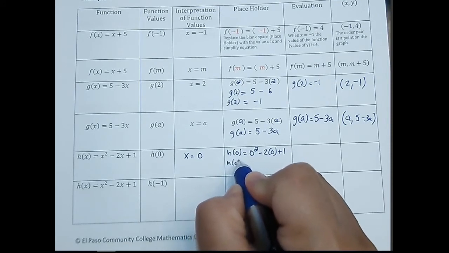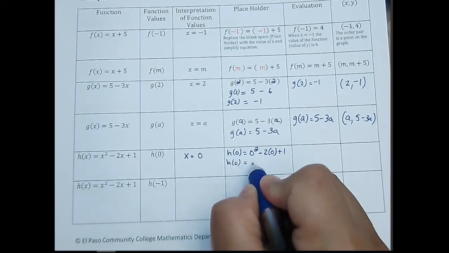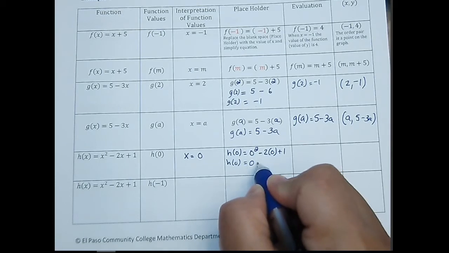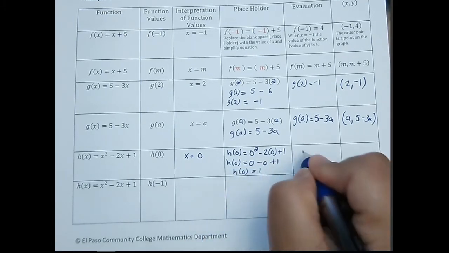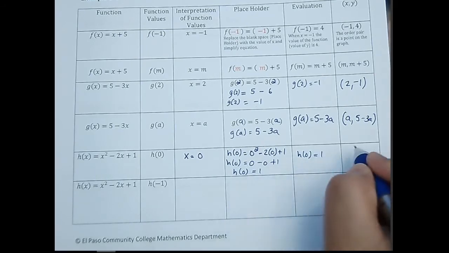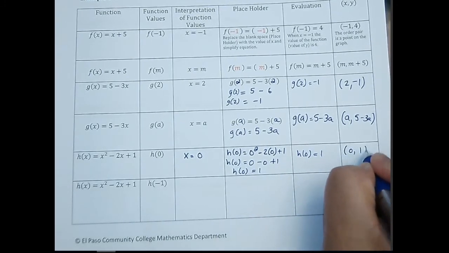So if we simplify, 0 squared is 0. Negative 2 times 0 is 0, plus 1. So that means that h of 0 is equal to 1. So when x is 0, our y is 1.